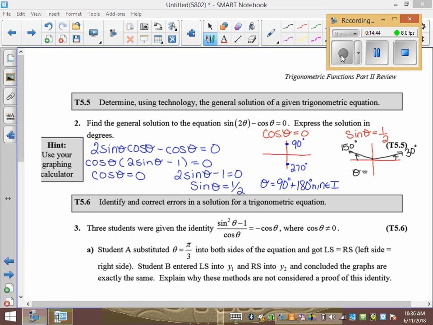So we're going to get theta equals 30 degrees plus 360n, and then it'll land back on it, n an integer, and then 150 degrees plus 360 degrees n, n an integer.